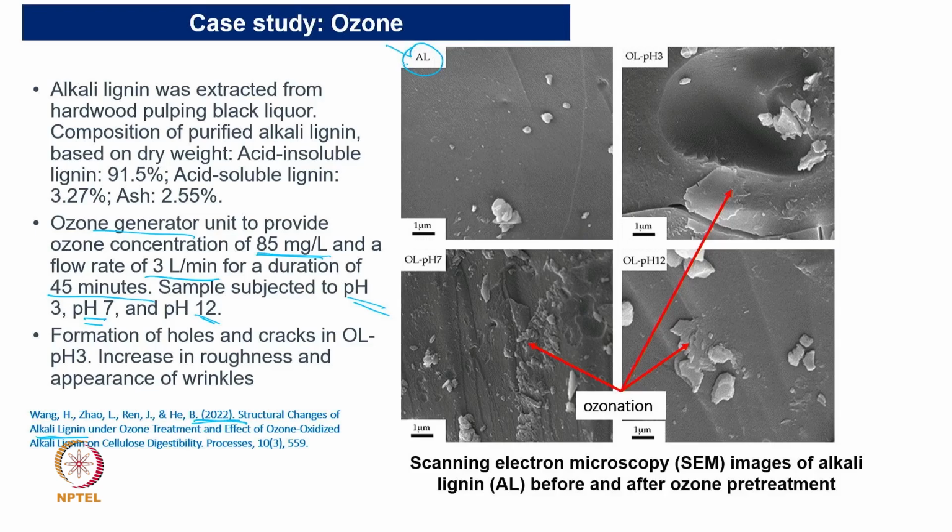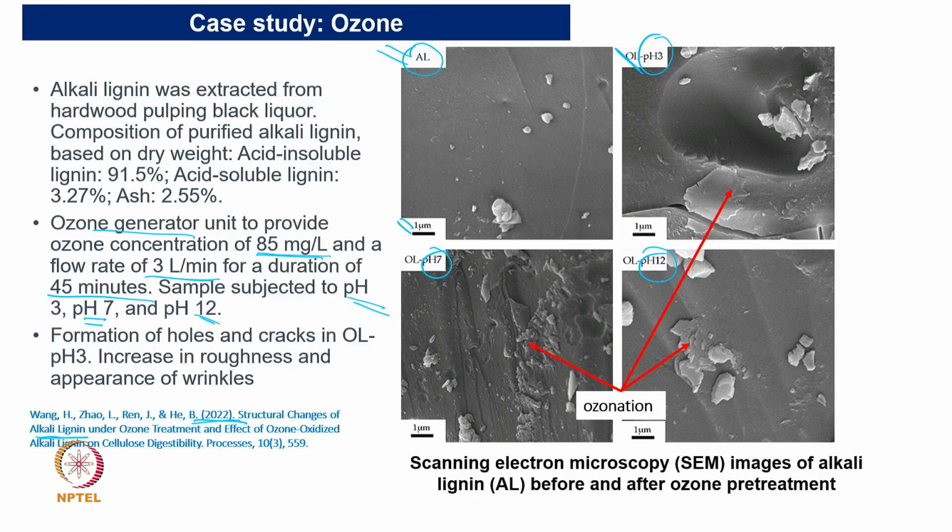So, AL is with no exposure to ozone. OL pH 3 is the exposure of lignin to ozone. That is why the ozonated lignin is called OL, and the environment is acidic pH 3, then pH 7 and then pH 12. These are the three environments, and they try to figure out what is really happening with the material. And you can see here that AL, without any exposure to ozone, looks like a very clean surface, with maybe one or two places, at the 1 micron scale, where we are able to find some sort of debris on the surface.